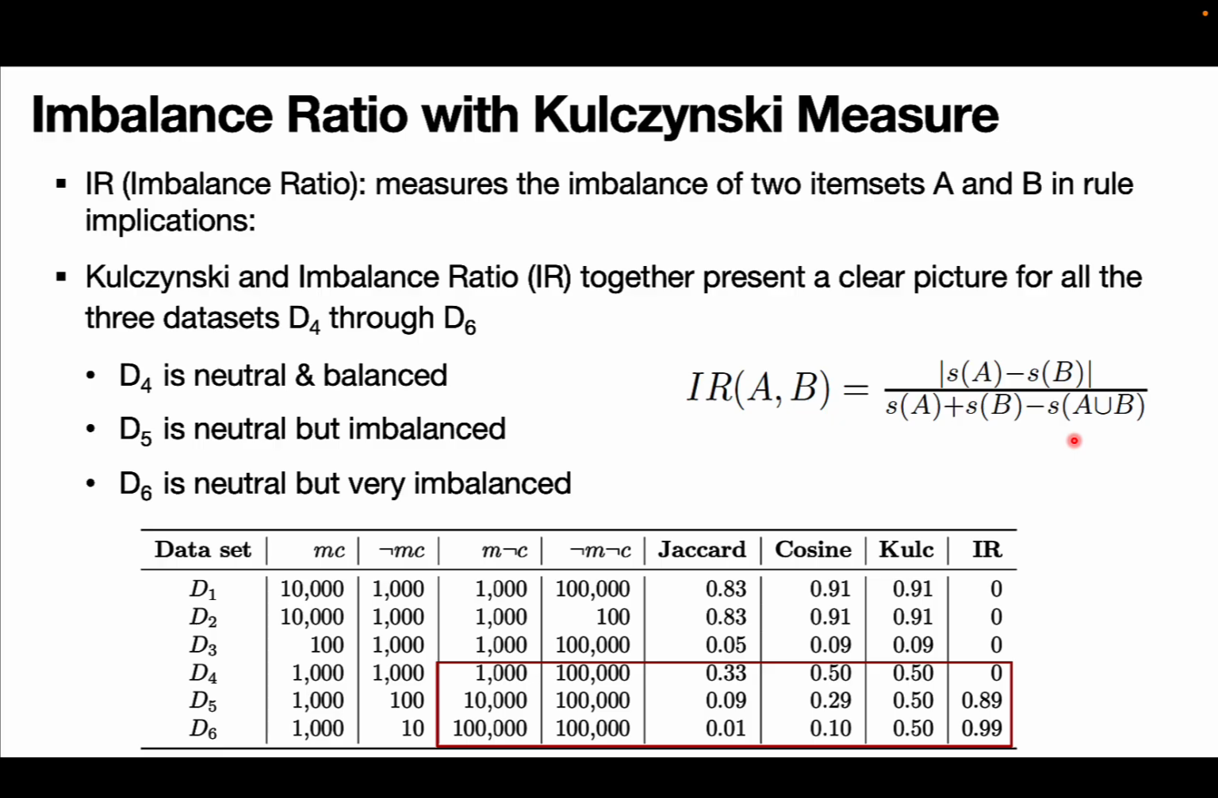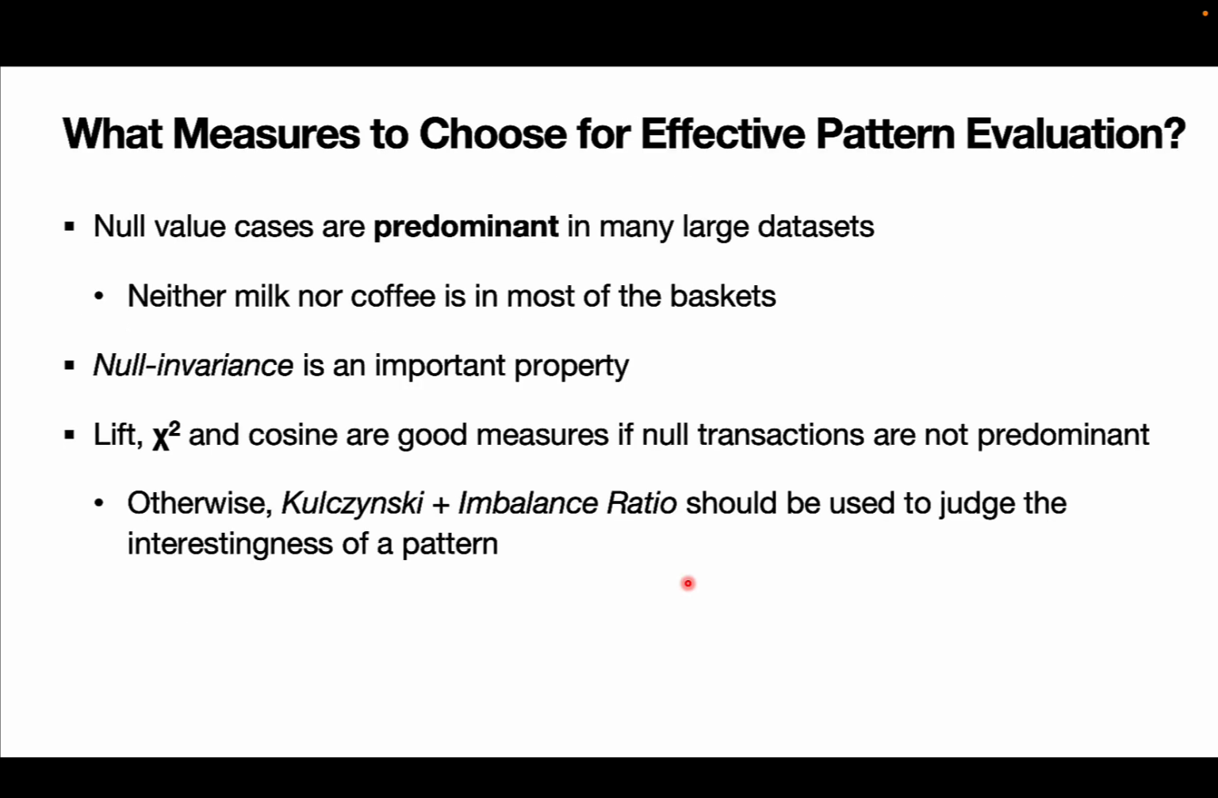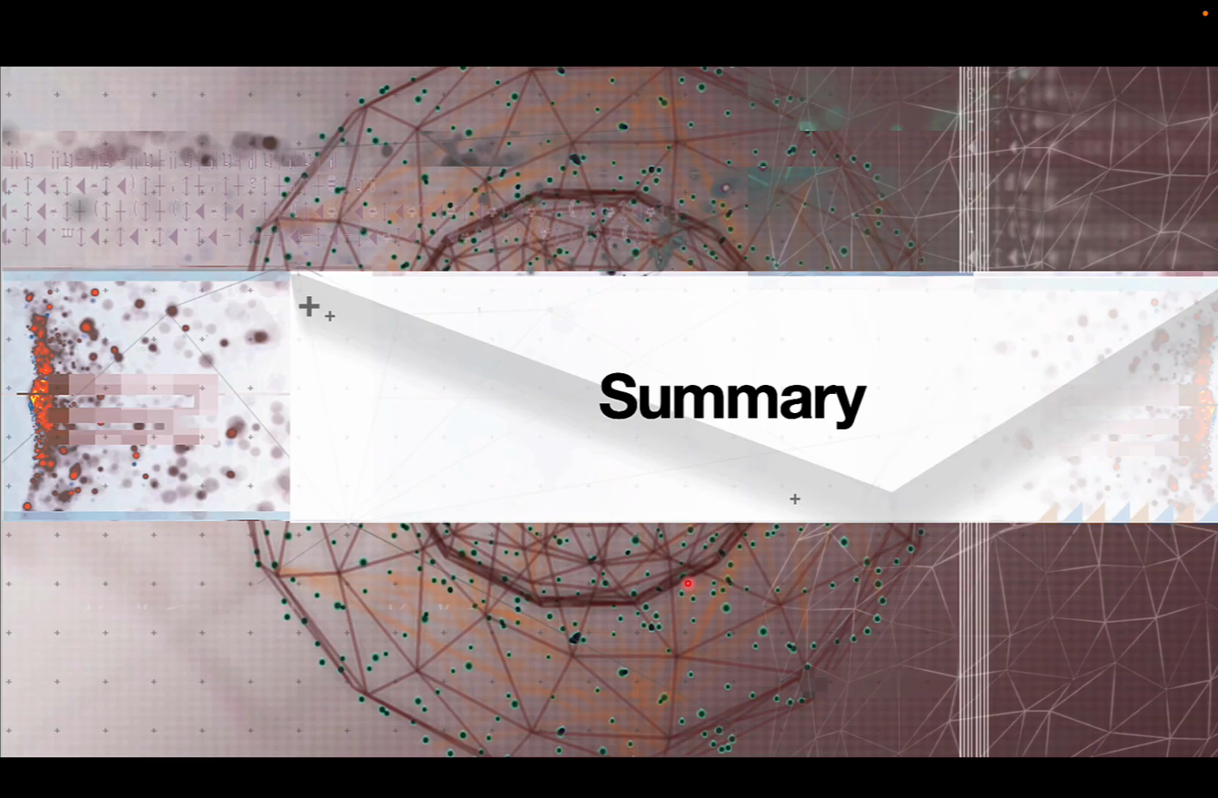Now we can read Kulc and IR together. You can say that D4 is neutral by looking at Kulczynski and its balance because IR is 0. D5 is neutral but imbalanced. Then D6 is neutral but very, very imbalanced with 0.99 for IR. A last word, null values or null transactions are going to appear in large datasets. That's why we need to deploy null-invariant interestingness measures. In summary, we discussed pattern evaluation, where we focused on null-invariant measures.